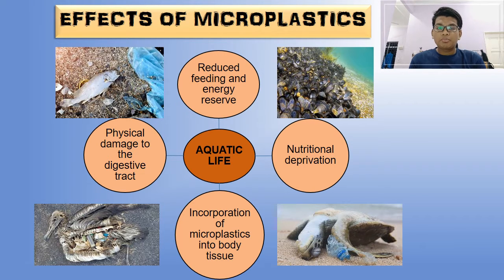Okay, next is effect of microplastic towards the aquatic life. Microplastic damage marine organisms including fish, phytoplankton, zooplankton, bivalve invertebrates as well as turtles and seabirds. And according to Amin et al. 2020, microplastic give adverse effect towards the aquatic organisms such as reduced feeding and energy reserve, nutritional deprivation, incorporation of microplastic into body tissue, and physical damage to the digestive tract.